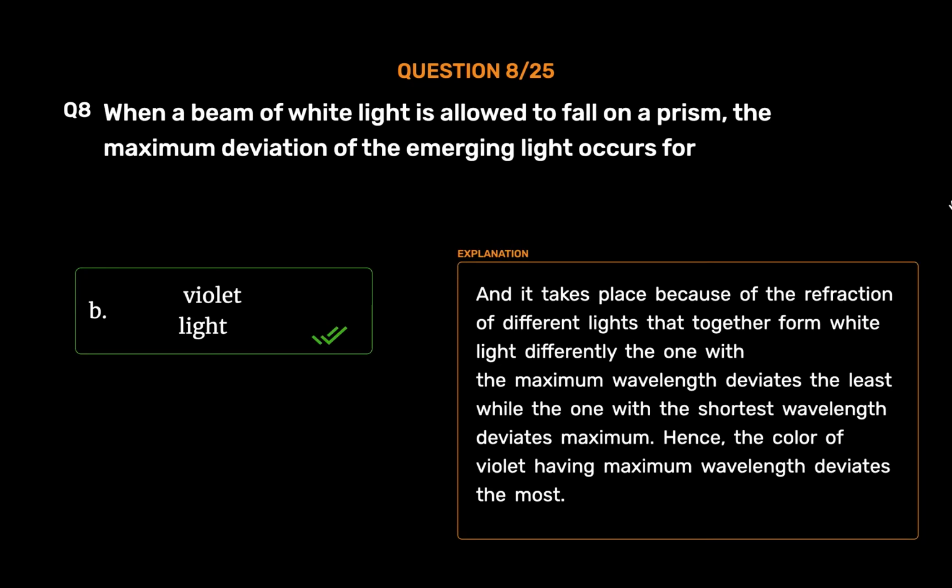Violet light. And it takes place because of the refraction of different lights that together form white light differently. The one with the maximum wavelength deviates the least while the one with the shortest wavelength deviates maximum. Hence, the color of violet, having the shortest wavelength, deviates the most.